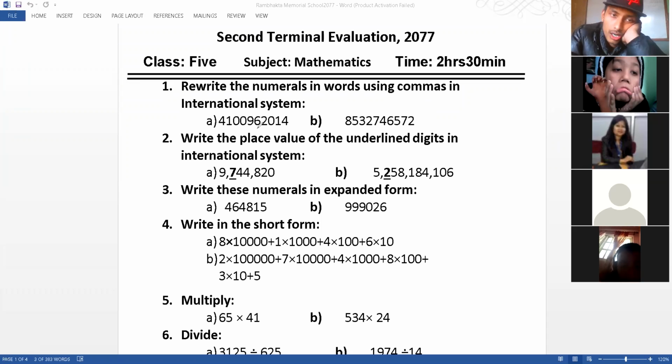Okay, so yeah, comma here. Many people didn't write the commas. They're mixing crore and million in the same number system.